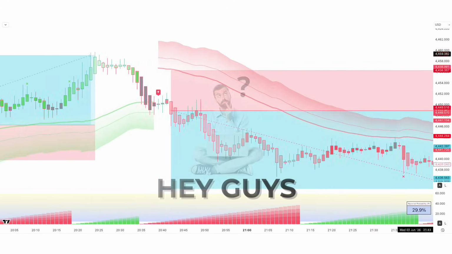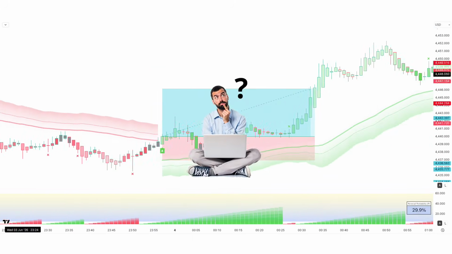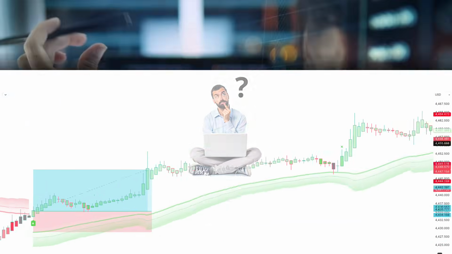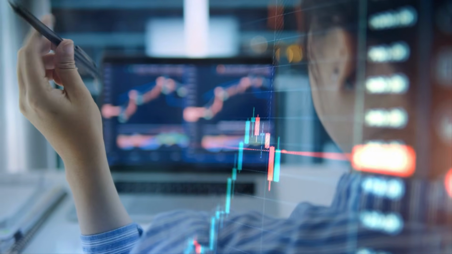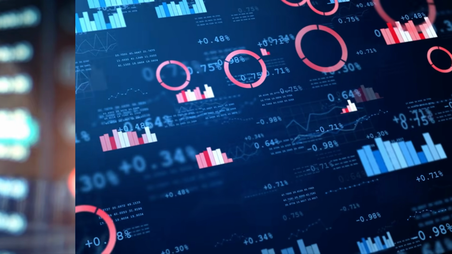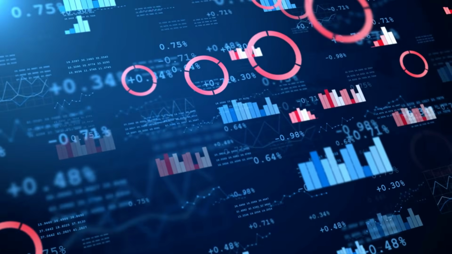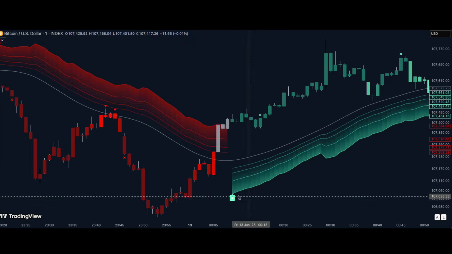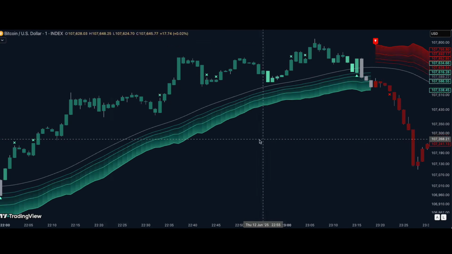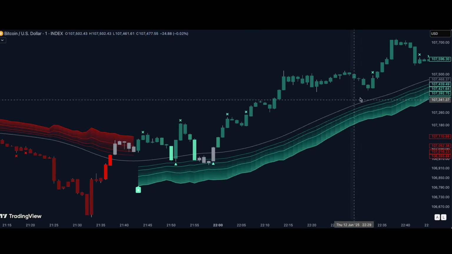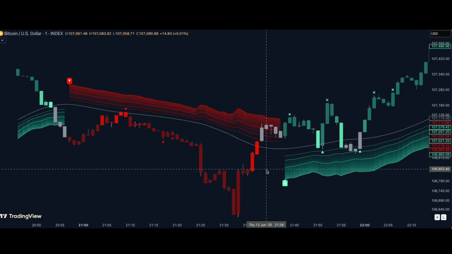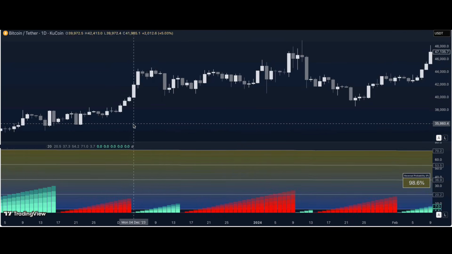Hey guys, what if the clues to the next buy or sell setup are already hiding on your chart? Most traders spend their time searching for new indicators, but the market has been leaving footprints all along. The indicator we're exploring today is designed to analyze past price action and highlight potential buy and sell opportunities based on how price has behaved before.